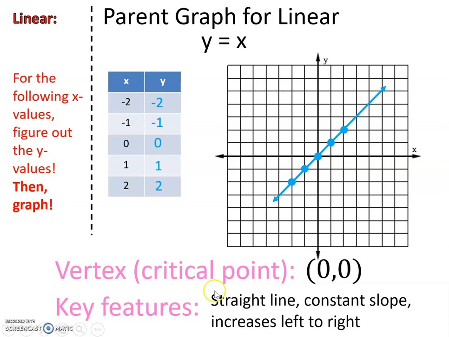The key features of this is it is a straight line. It has a constant slope, right? Anything linear will have a constant rate of change, and it increases from left to right. That means it's increasing. It's going up from left to right.